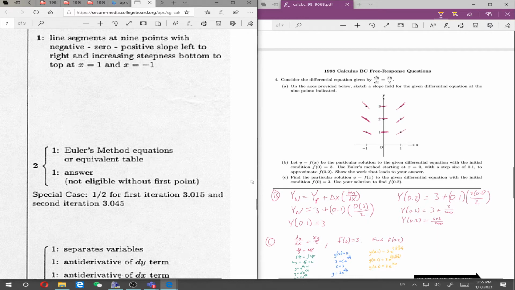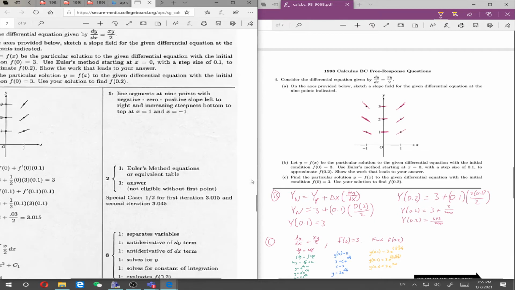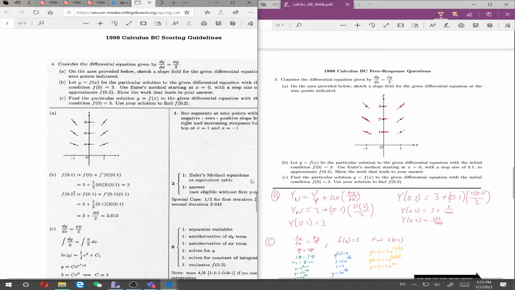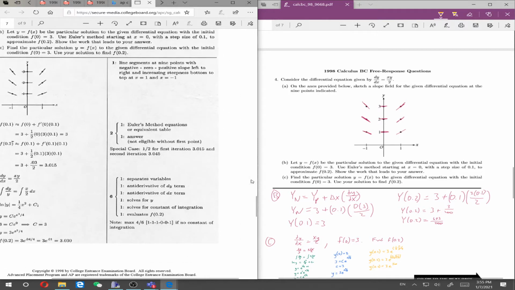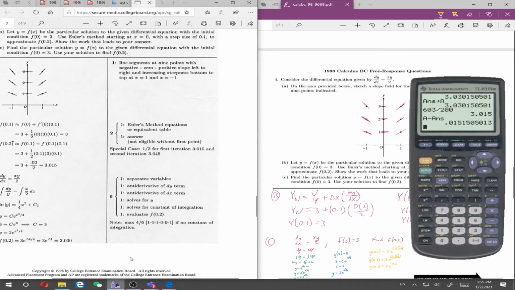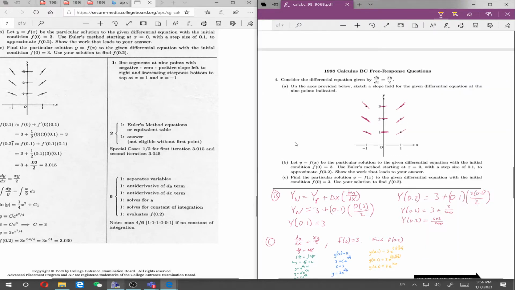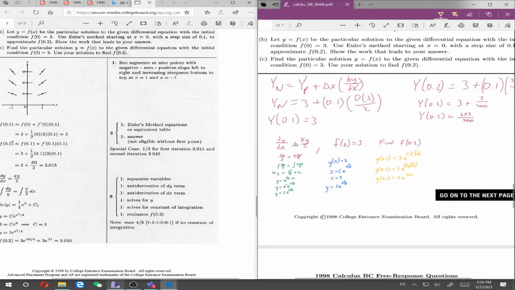For number 2, we have Euler's method equations or a table. We have an equation for that, so that's 1 point. 1 point for the answer of 3.015, which was what we got here, I believe. 3.015, okay. For part C, 1 point for separating the variables.